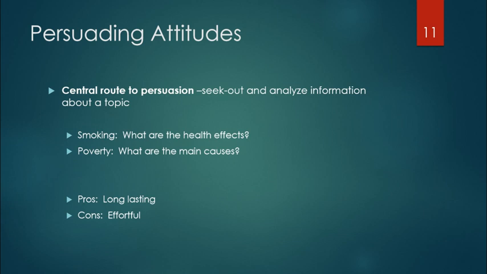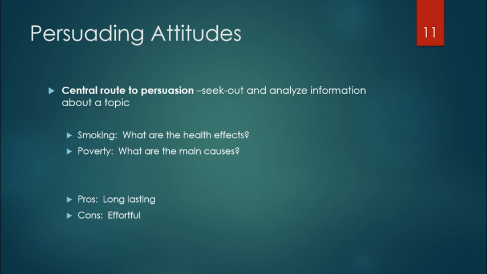Now, the pros and cons of the central route to persuasion. The pros: if change occurs through the central route to persuasion, that change tends to be long lasting. It's not permanent, but it's long lasting. The con is that the central route to persuasion takes a lot of effort. You have to be motivated to change in the first place, or at least open to the idea of change in the first place. That is a surprisingly difficult thing to do.